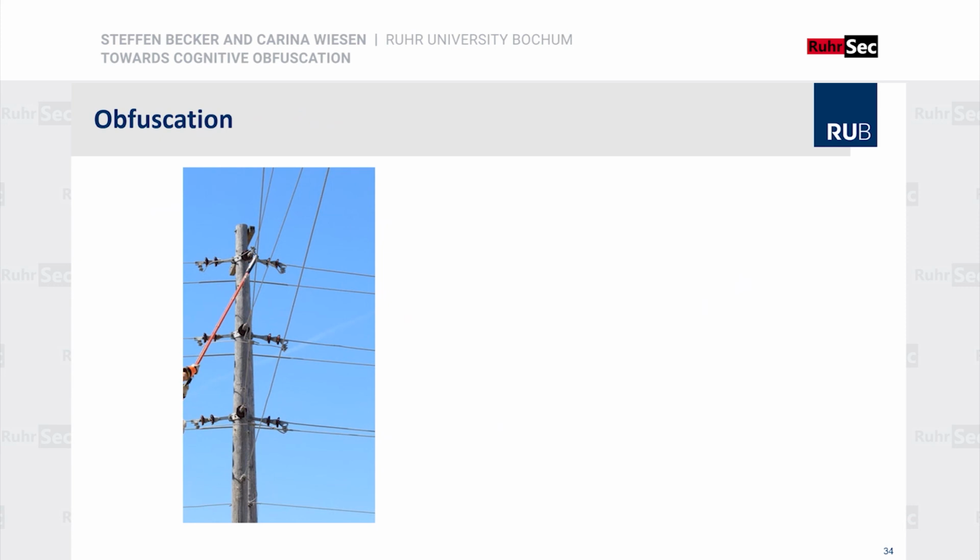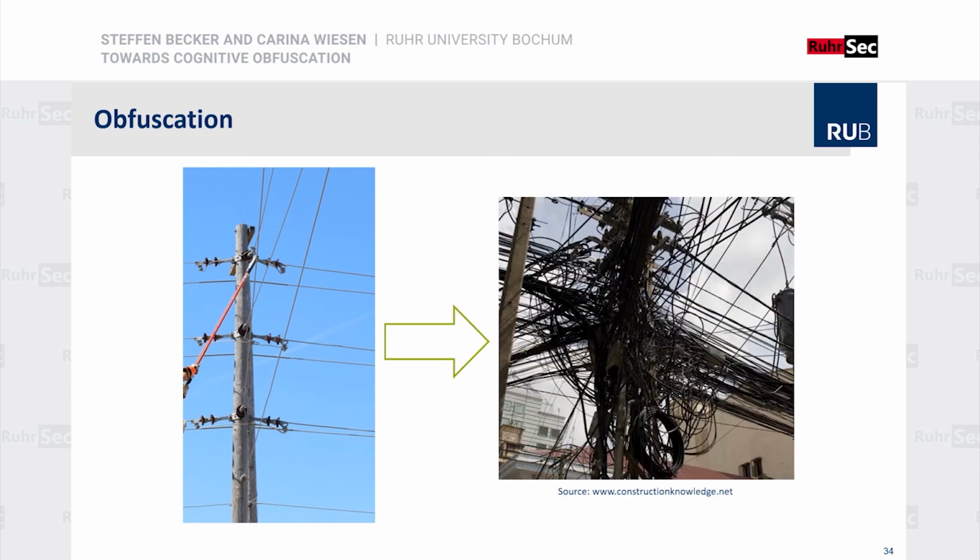But what is obfuscation at all? Here's an analogy. In this picture, you can see a neatly organized power pole. Imagine you want to find out which of your neighbors is connected to which line. This looks like a manageable task, doesn't it? This is our netlist without obfuscation. Now take a look on the right side and imagine the very same task. Looks a lot harder, right? This is our obfuscated netlist.